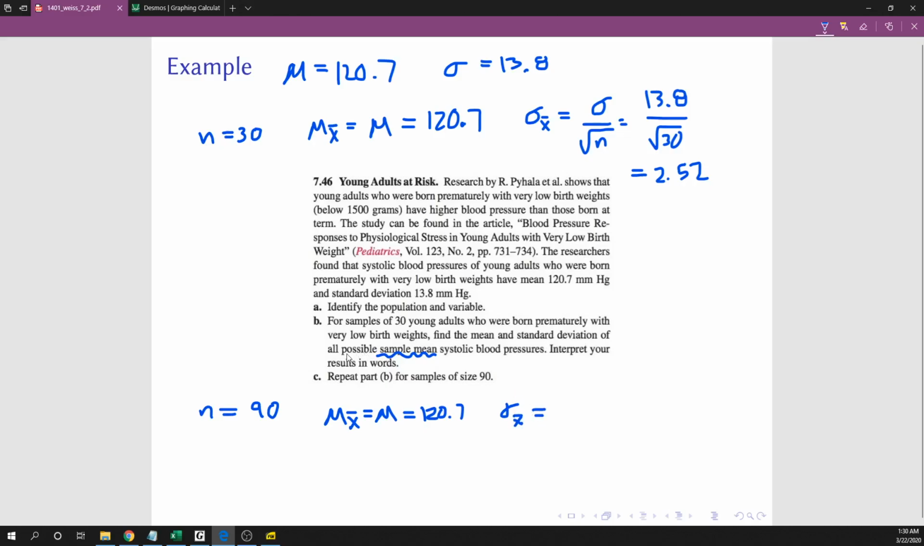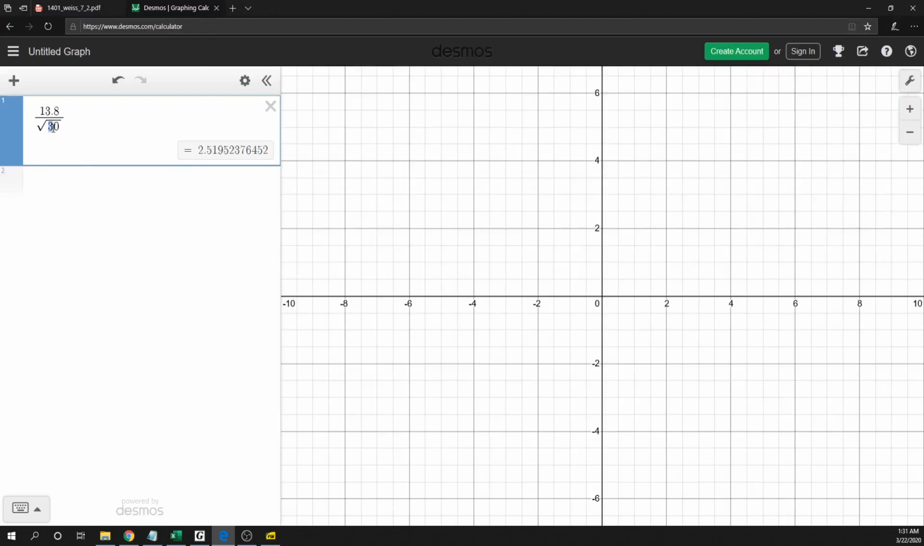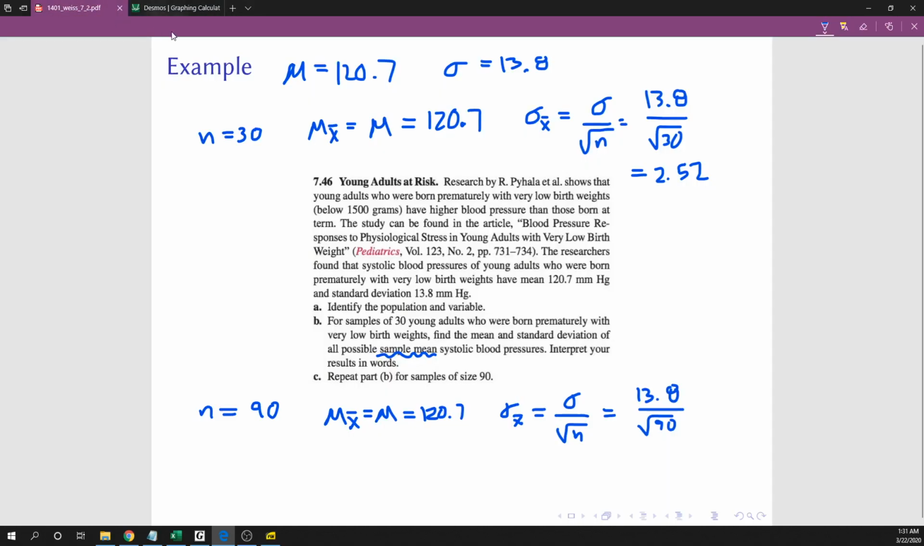They want to know the standard deviation of all possible sample means, and so that would be the population standard deviation divided by the square root of the sample size. So that would be 13.8 divided by the square root of 90, and that comes out to be 1.45. And that's it for this problem.